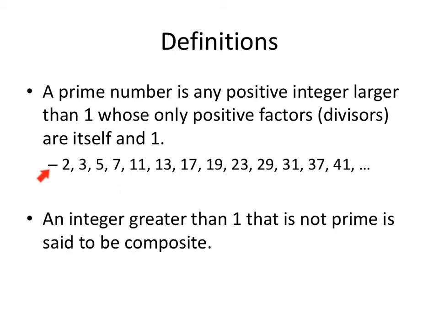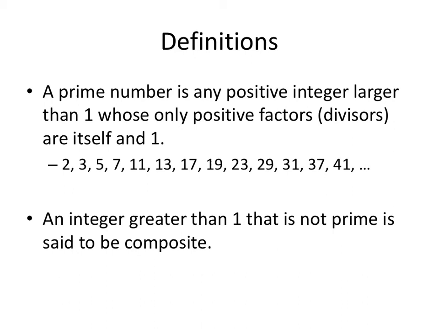This is not a negative sign. This is instead of a dot, it's just a dash as a listing. So 1 is not a prime number because it has to be larger than 1. So the first prime number is 2. 2 is the only even prime number. All of the following numbers are primes, and they're all the primes up until 41, and you could keep going.